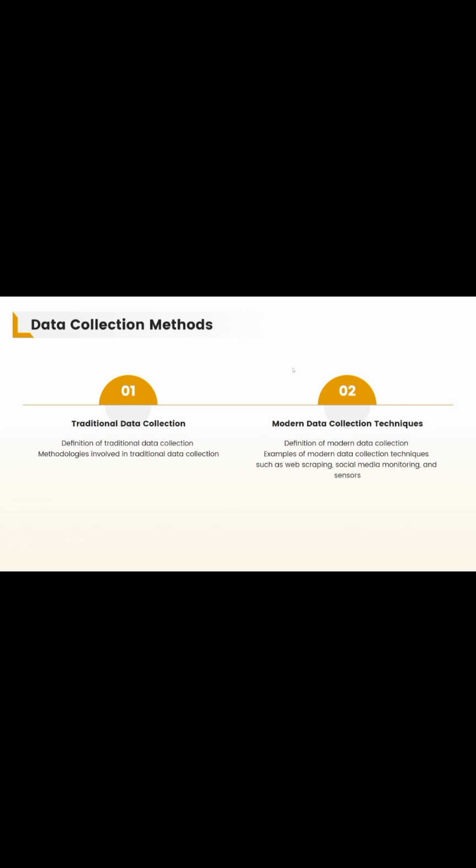So in this method, we just collect the data using digital tools and techniques on a large scale and in real time. We use basically three methods. First of all, we do web scraping, which is automatically extracting the data from websites. Then we do social media monitoring, tracking and analyzing posts and interactions on platforms like Instagram, Facebook, Twitter, and sensor devices that collect data from the environment like temperature, movement, or sound.